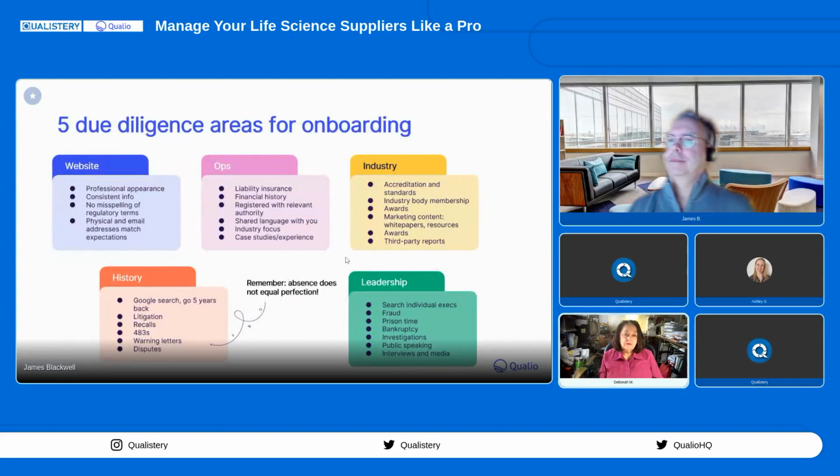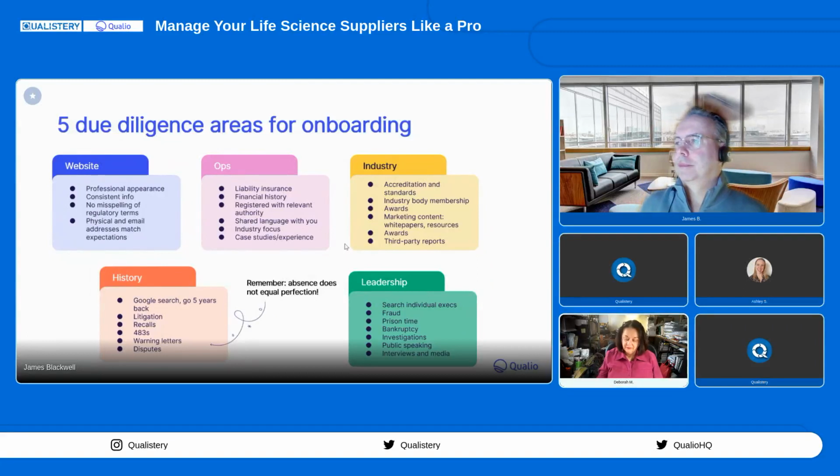Okay. So some due diligence areas for onboarding. This is interesting about the website. You might want to go sometime and look at the website of big companies and see that the website is not well maintained. They have things that are upcoming events that were last year. They have links that don't work or that don't provide the information that they say they provide. So a website can tell you a lot about a company and their approach to documentation and quality.